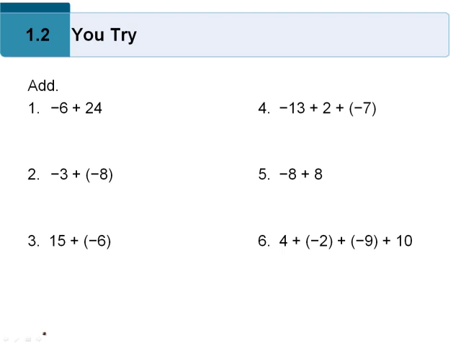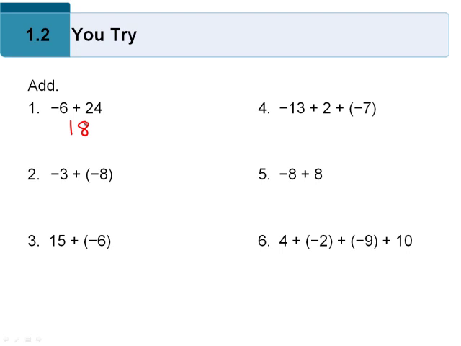Okay, so let's look at the answers. Number 1, we want to add, well, technically, are you going to add there? Not really. -6 and a +24, the signs are different, so we're going to subtract. The 24 is bigger, which means we're going to get a +18.